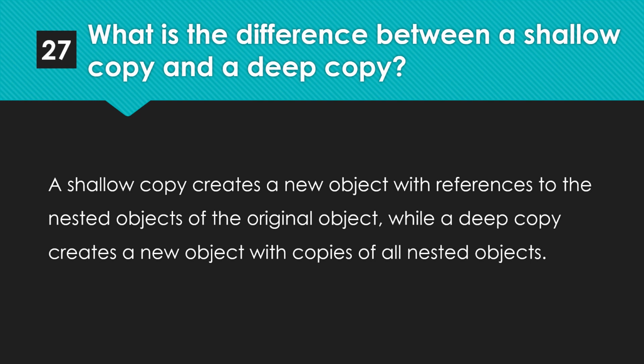What is the difference between a shallow copy and a deep copy? A shallow copy creates a new object with references to the nested objects of the original object, while a deep copy creates a new object with copies of all nested objects.